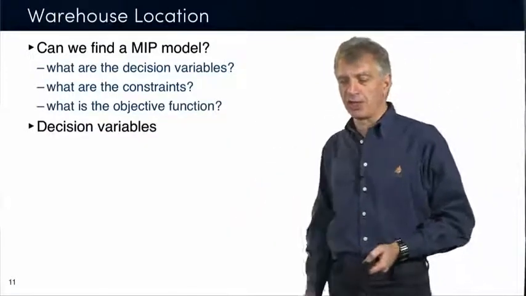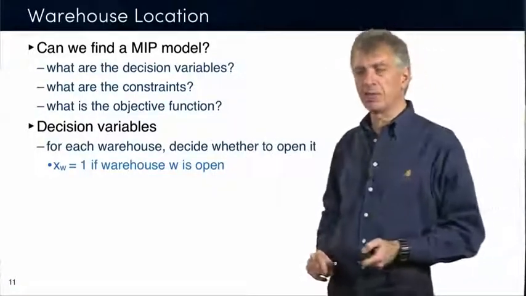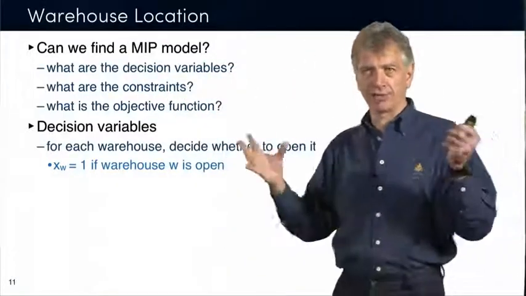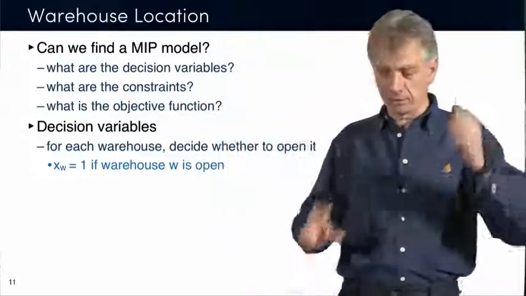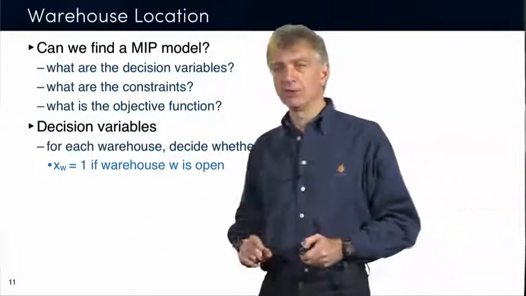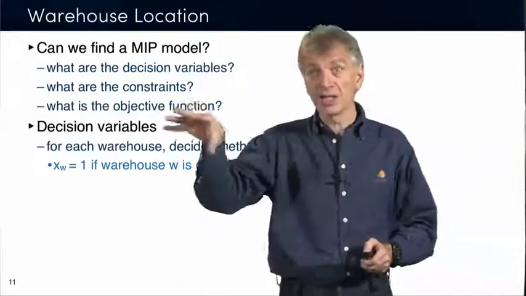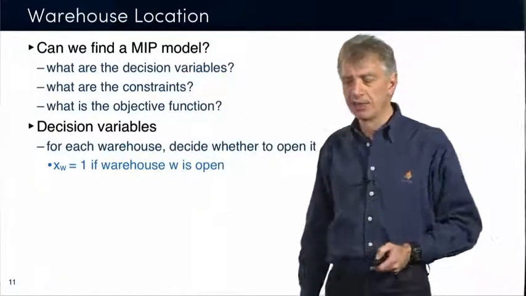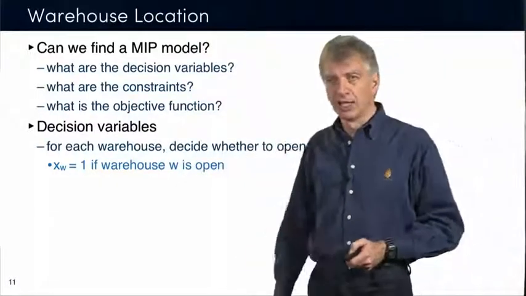So what are the decision variables? In this particular case, we are going to use two types of decision variables. The first type is going to be associated with every warehouse. This is what we want at the end: we want to know which warehouses we open, how many and where. So we'll have a decision variable xw for every warehouse w, and that variable is going to be 1 if that warehouse is open, which means that we are building the warehouse at that location. It's 0 if we don't build the warehouse at that location. So that's the first type of variables, which tell us where to build these warehouses and how many.